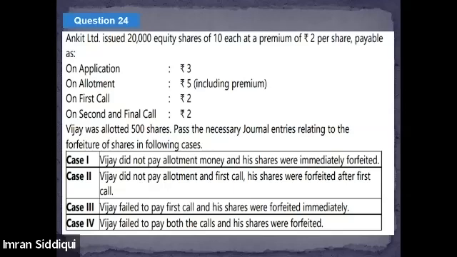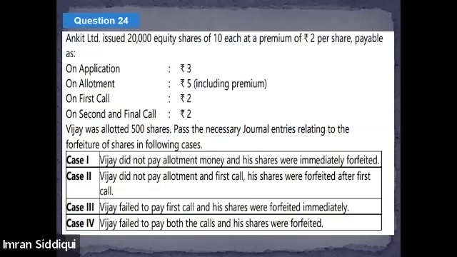That means what is the total called up capital? On application 3 rupees, on allotment 3 rupees, on first call 2 rupees, on second and final call 2 rupees. That means total called up capital is 10 rupees per share. Isn't it? Yes, sir. And is that clear to you?